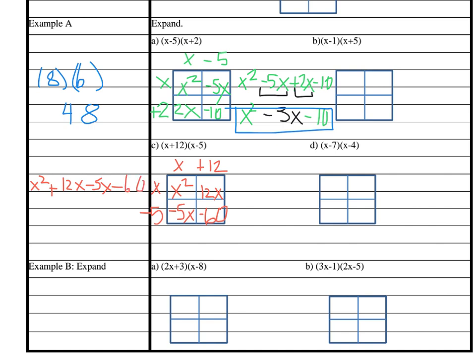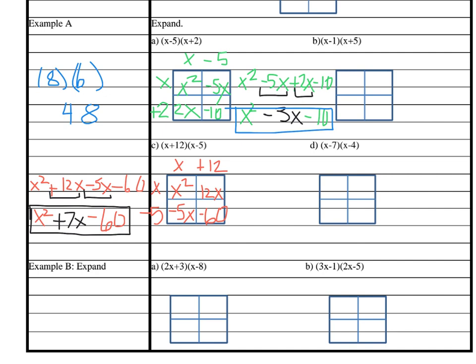Now we combine any like terms. If I look, this plus 12x here and minus 5x can go together. 12x minus 5x would give me 7x. So then I have x squared plus 7x minus 60. So we took the two factors they gave us, we multiplied them together and expanded it.